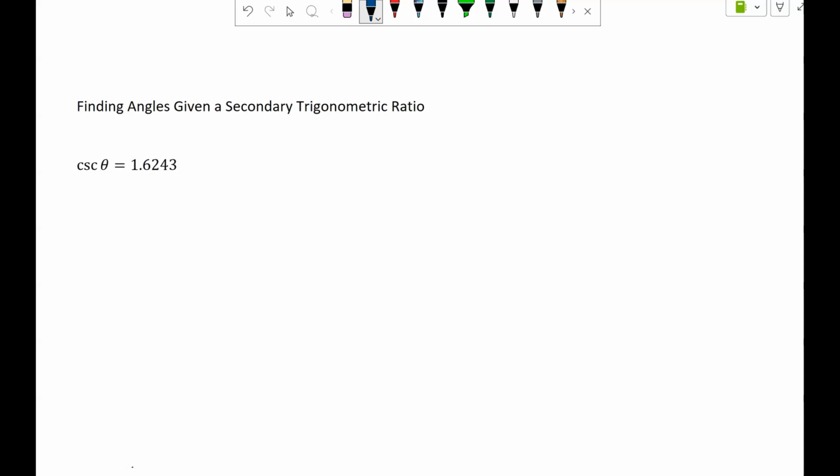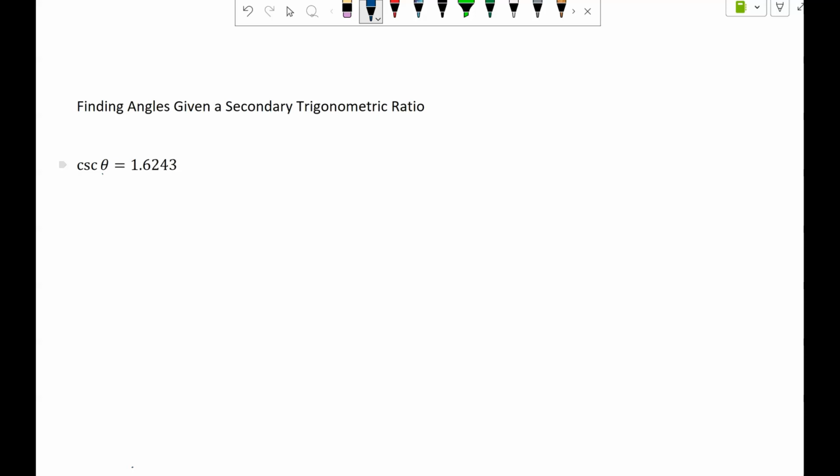In this video, I'm going to take a look at finding angles given a secondary trigonometric ratio. So on your calculator, you have the primary trigonometric ratio buttons of sine, cosine, and tangent. However, you don't have buttons for cosecant, secant, and cotangent. So that means we're going to have to make use of the primary trigonometric ratio buttons in order to be able to solve for an angle. So let's take a look at that.